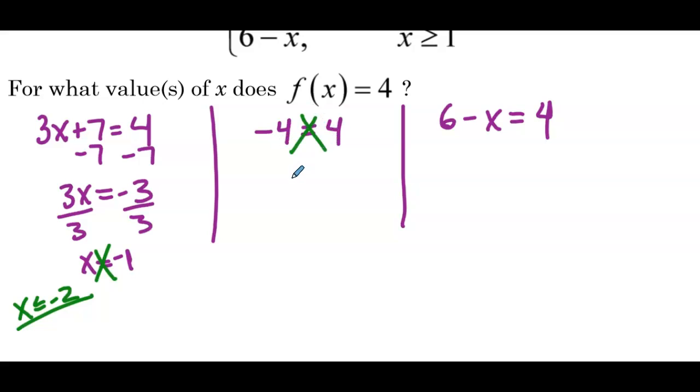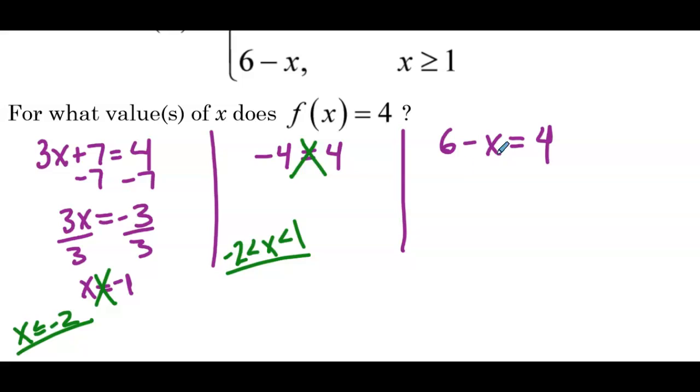Okay, next up. Negative 4 equals 4. That's never going to happen, so there's no x to solve for. If we found an x, we'd have to see if it fell into that domain. And then our last piece, 6 minus x equals 4. We can start by subtracting 6 from both sides of the equation. Negative x equals negative 2. Divide both sides by negative 1, x equals 2.